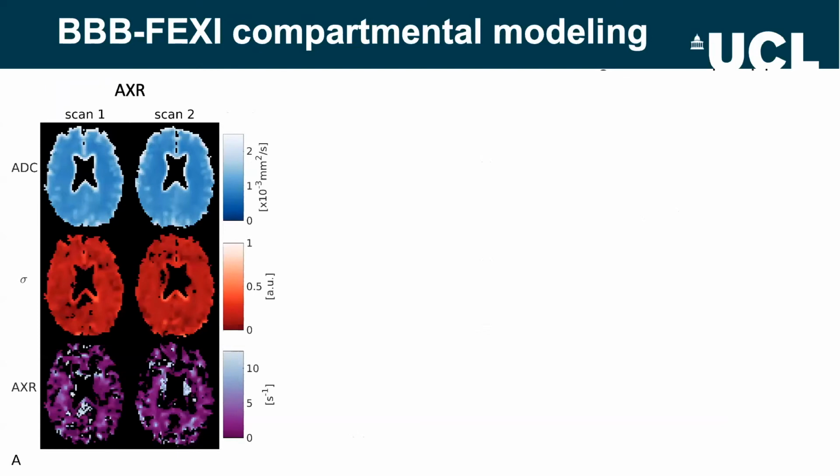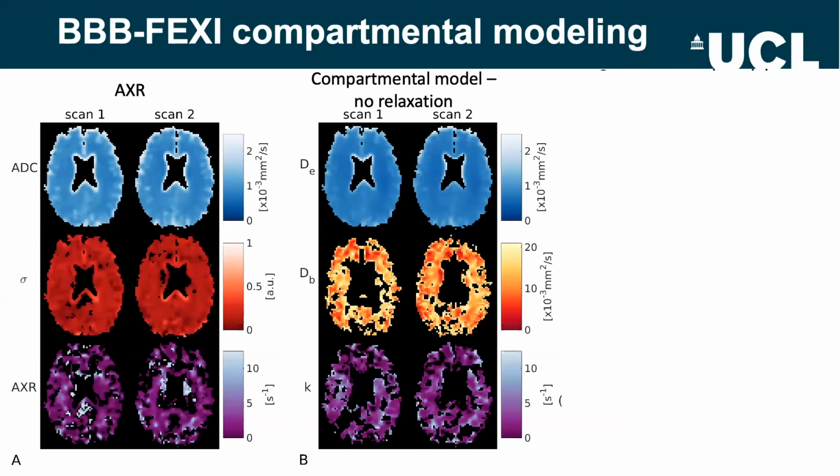And so what we saw looked something like this. So this is our apparent exchange rate, which is shown down here at the bottom. So we're able to replicate what Bai et al. were able to show in terms of voxel-wise measurements of AXR across the healthy brain. The top is the ADC measured using this technique, and this middle parameter sigma is the labeling efficiency, effectively, of the filter block. In the middle here, these are the results of applying our compartmental model. So at the bottom we have this parameter K.